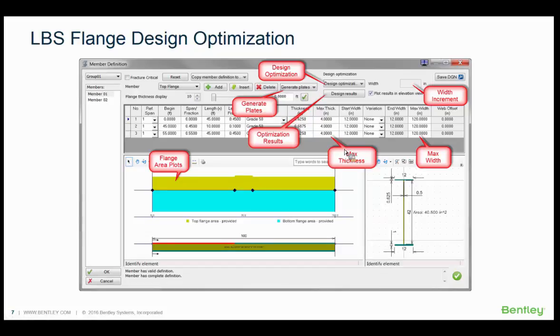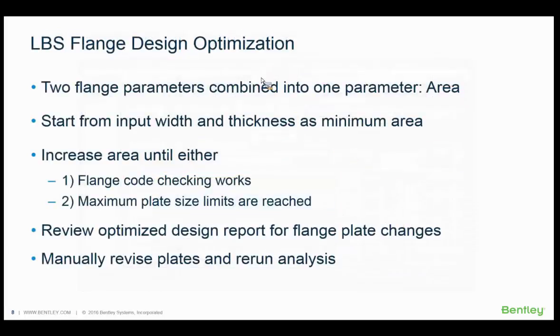But it is up to the user to go in there and change the values as far as the actual thickness and width of each of the plates. So again, the two parameters are combined into one area value. And then we start with the input width and thickness as a minimum area, and we work up from there. And then we increase the area until one of two things happens.